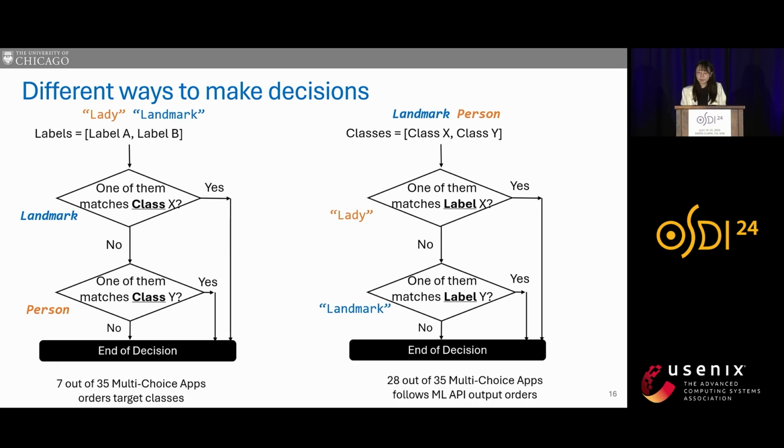So in real applications, we find that both types of prioritization exist. Among the 35 applications in our benchmark suite that make multi-choice decisions, 7 out of them are like the landmark application with the equivalent classes ordered. And the remaining 28 follow the order of ML API's output confidence order.